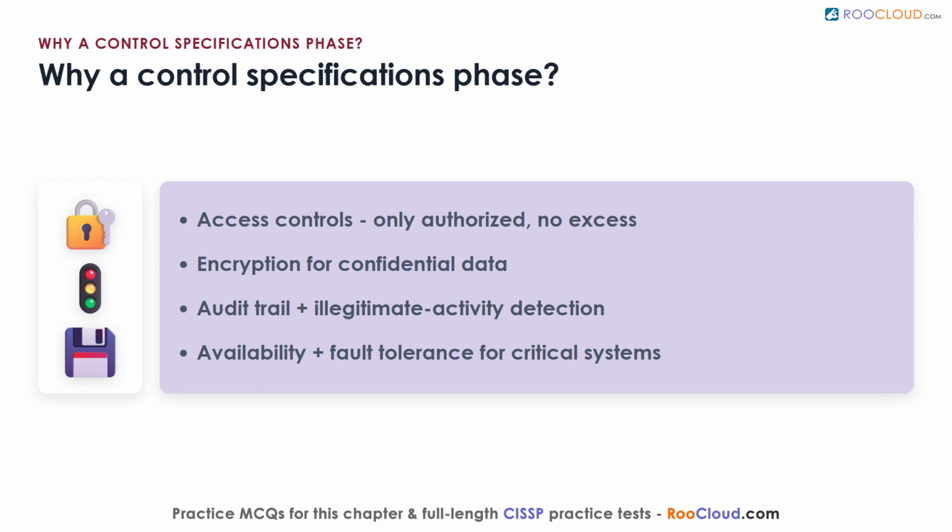You protect confidential data with appropriate encryption. You provide an audit trail for individual accountability and a way to detect illegitimate activity. And for critical systems, you address availability and fault tolerance.